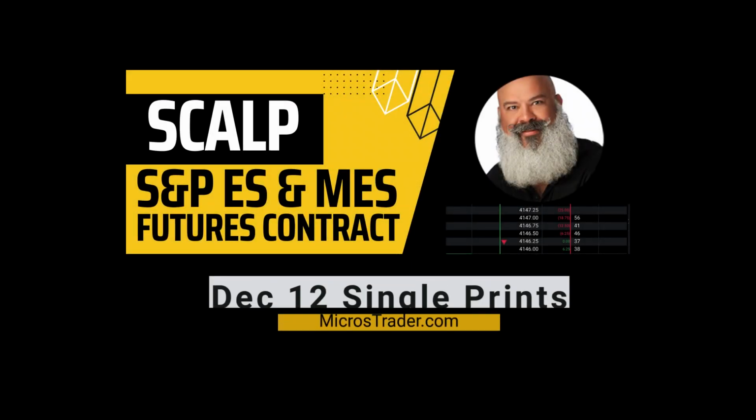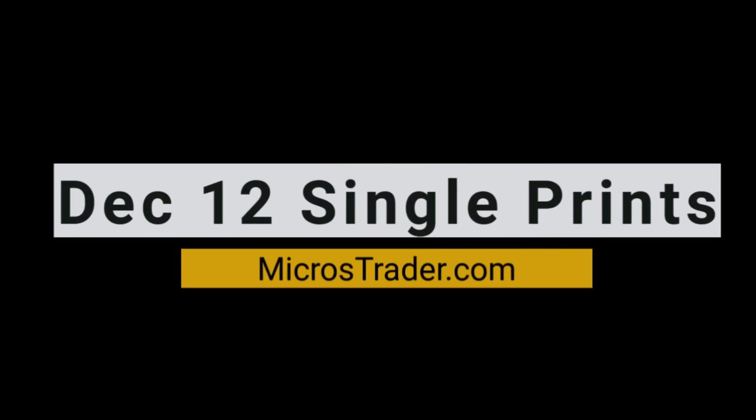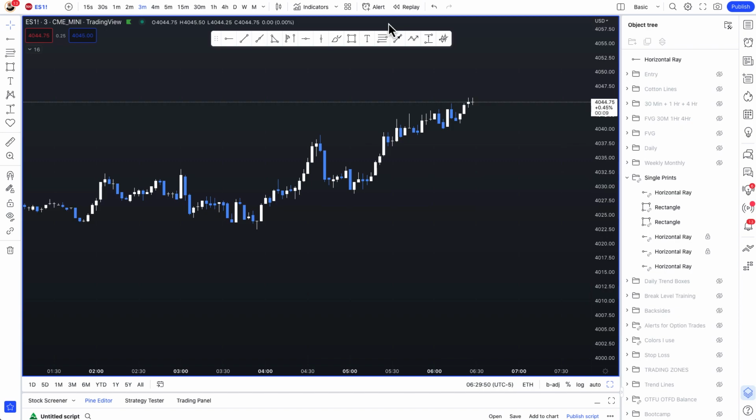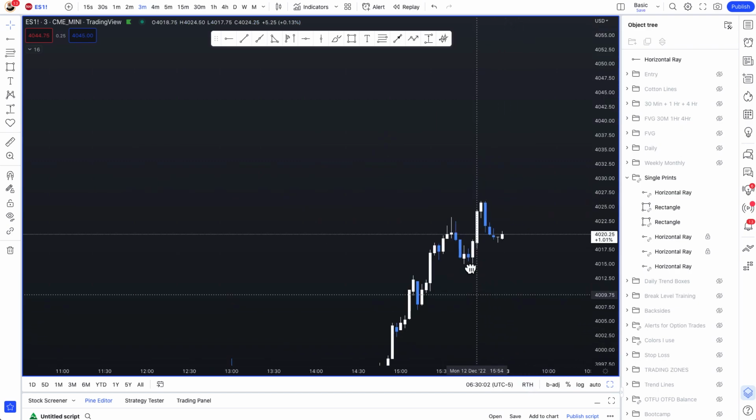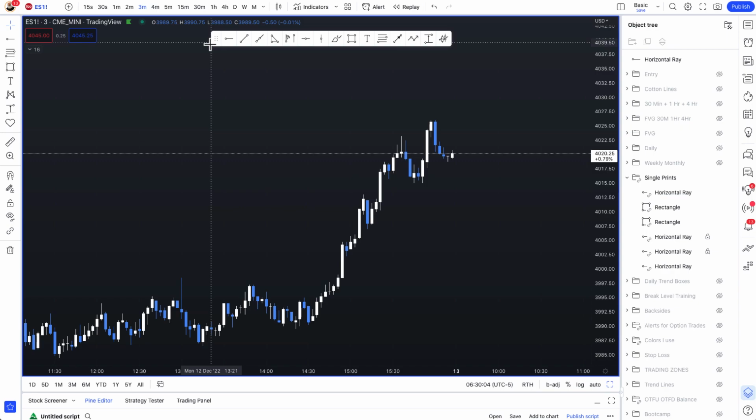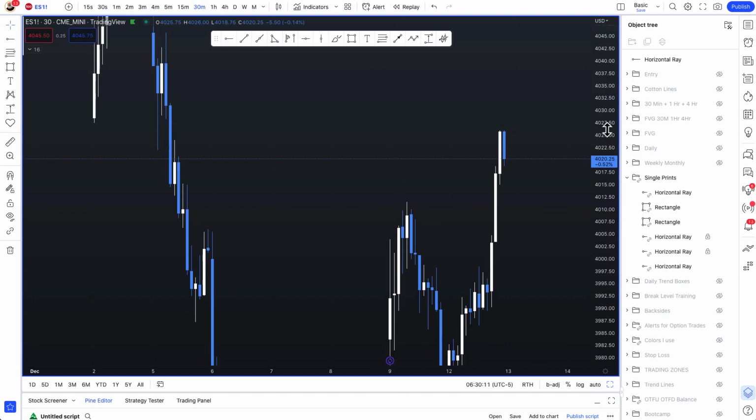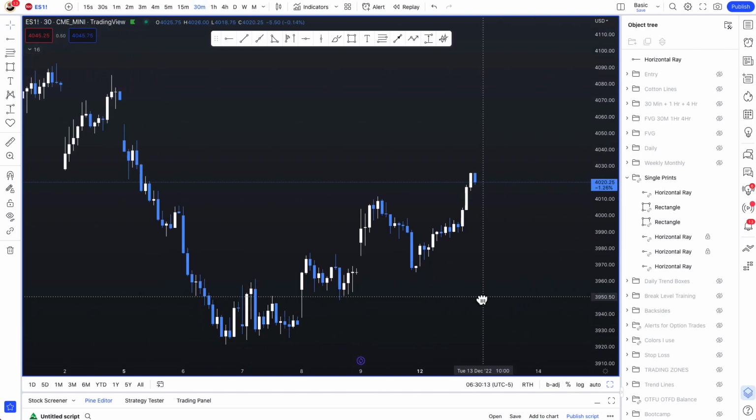Good morning, traders. Let's talk about single prints, because yesterday's price action gave us some single prints. So we're going to go look at them together. The first thing I want to do is change my session to regular trading hours, so I'm only going to see what happened during regular trading hours, because that's the only time single prints happen. We're going to go to the 30-minute chart, because that's where single prints happen.